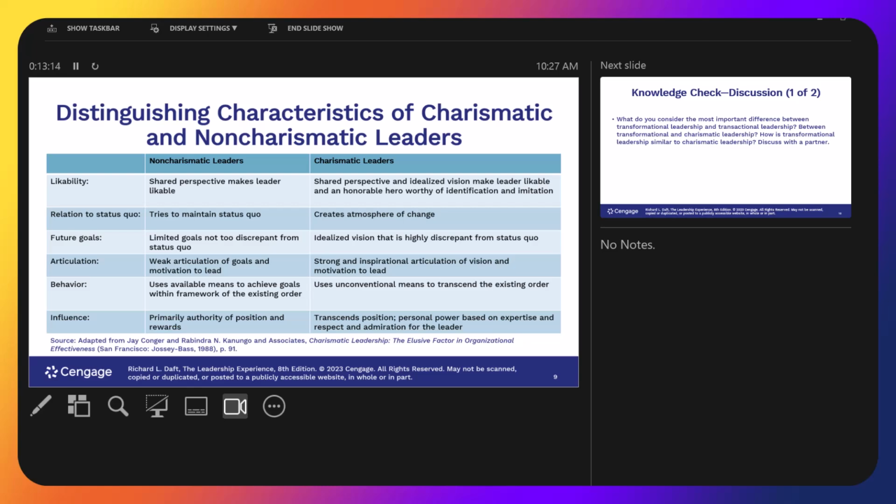Influence: for the non-charismatic, the primary authority is position and rewards. The charismatic transcends position, with personal power based on expertise and respect and admiration for the leader. So again, you see the difference between a charismatic and a non-charismatic leader. It's not that a non-charismatic leader is bad. It's just that you see how a charismatic leader is actually much better.